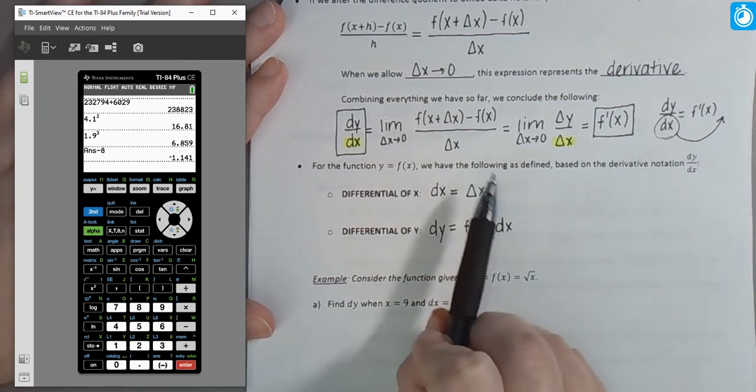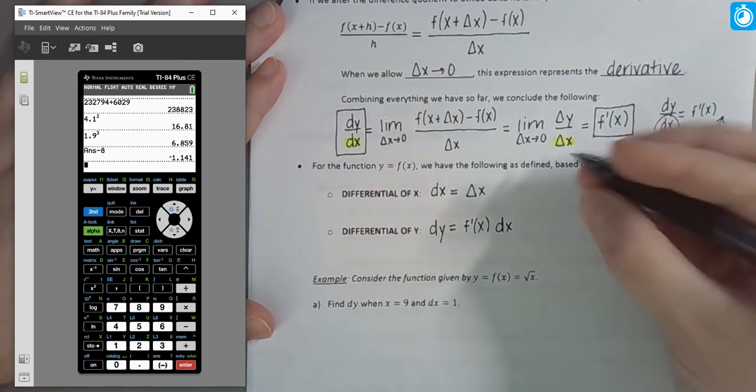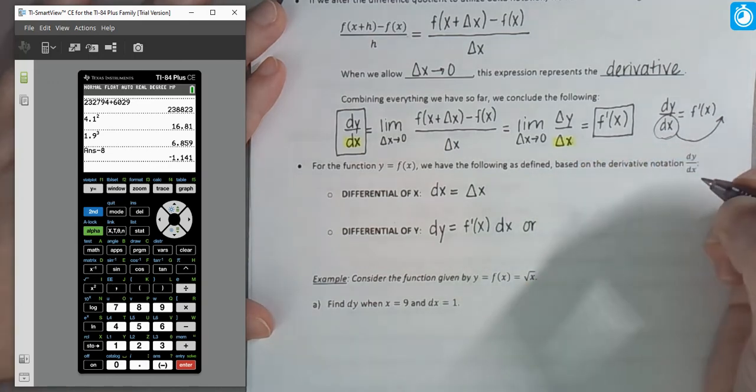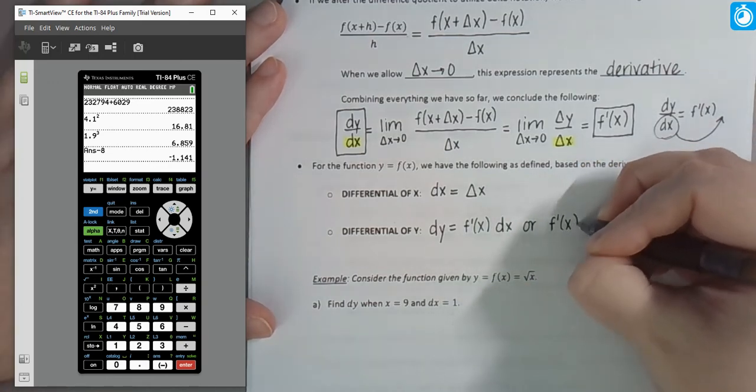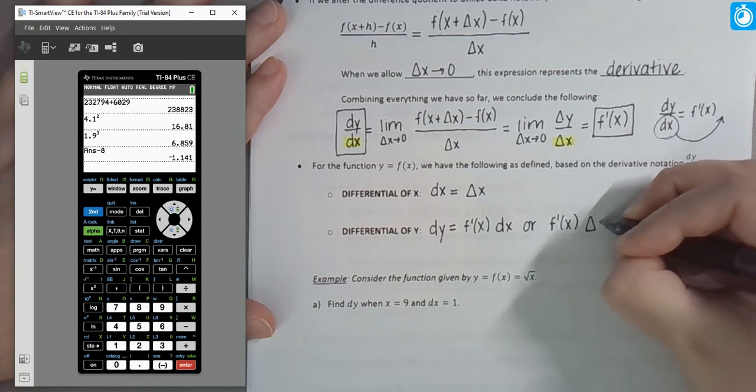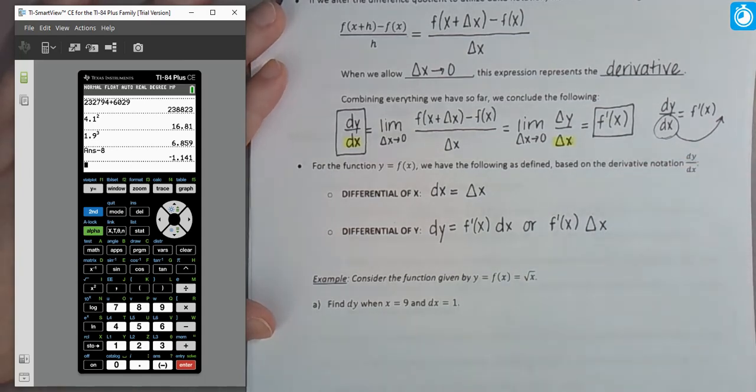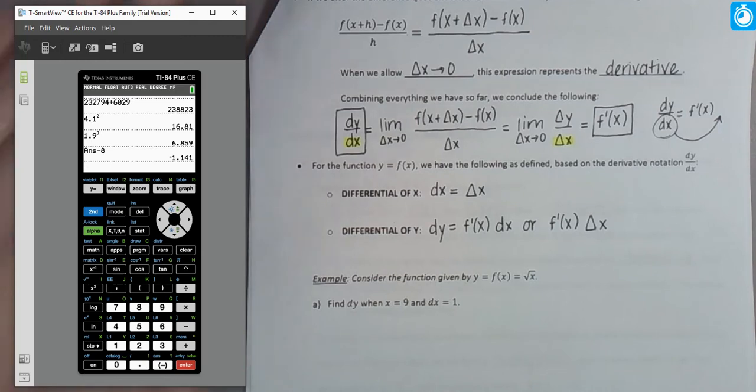dx is also the same thing as delta x. So we could also say that the differential is the same thing as f prime of x, our derivative, times delta x. And again, explaining why this matters at this moment is not going to be all that productive, because we're going to use it a little bit later.